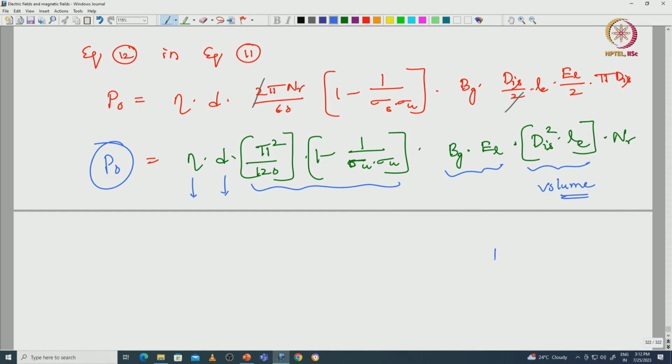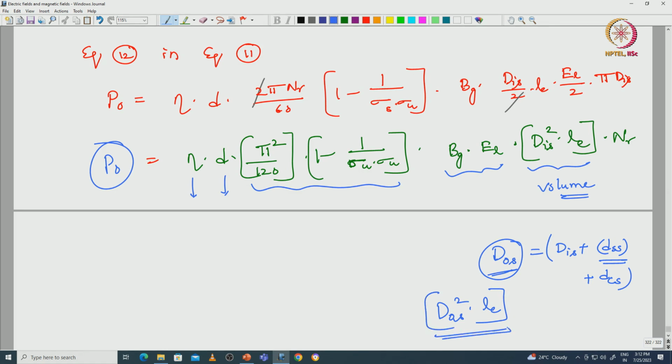If the total volume is required, we have to consider the outer diameter of the stator, that is dis plus the slot and back iron thickness. Let us say dss is the slot depth or pole height and dcs is the back iron depth. Then this will give the outer diameter of the stator. So, d naught s square into Le will give the volume with respect to the outer diameter. Generally, for any type of machine we consider the volume product with respect to the bore diameter and length of the core.